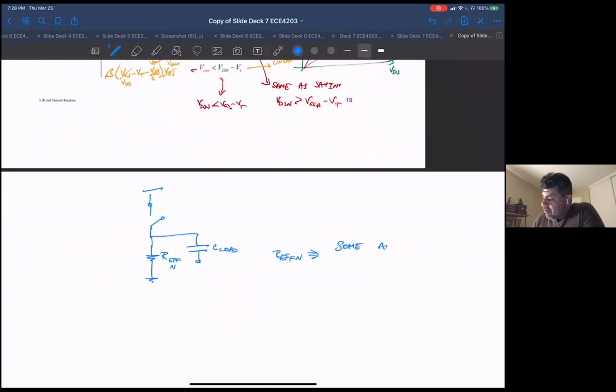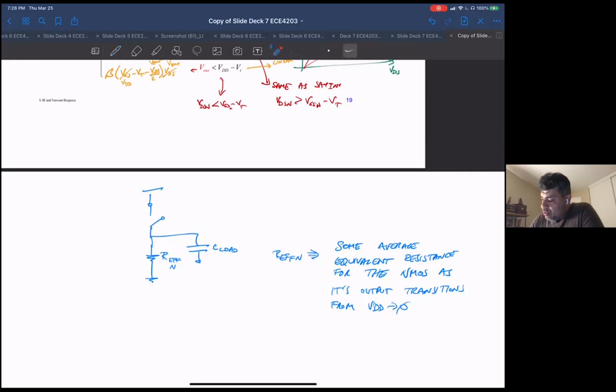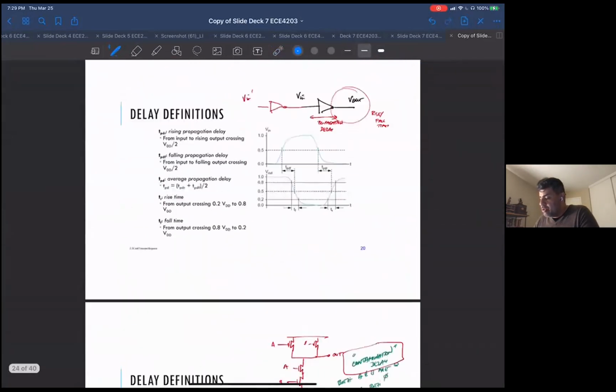some average equivalent resistance for the CMOS as its output transitions from VDD to ground. So we basically come up with some effective resistance, and then we can use that just as a simple RC network from then on, and come up with a real rough order of magnitude for the delay.